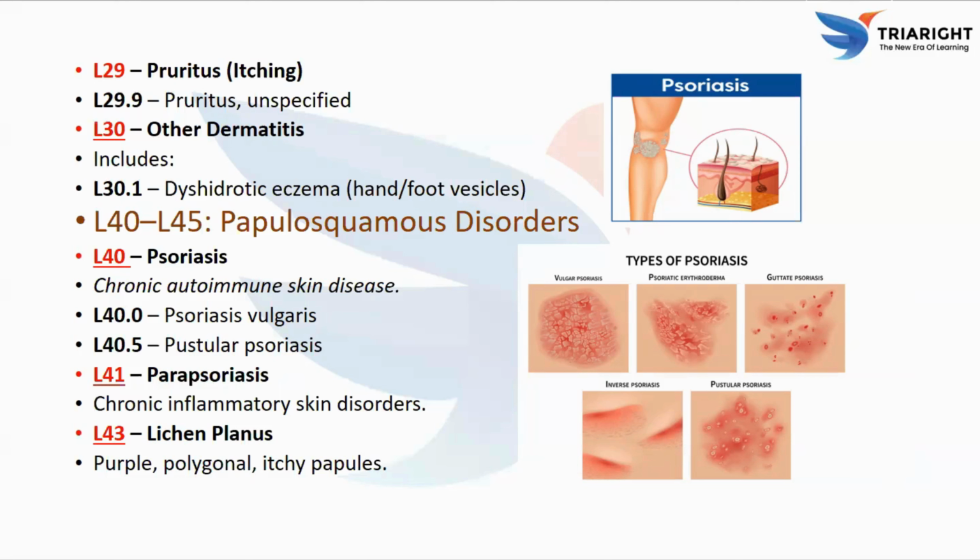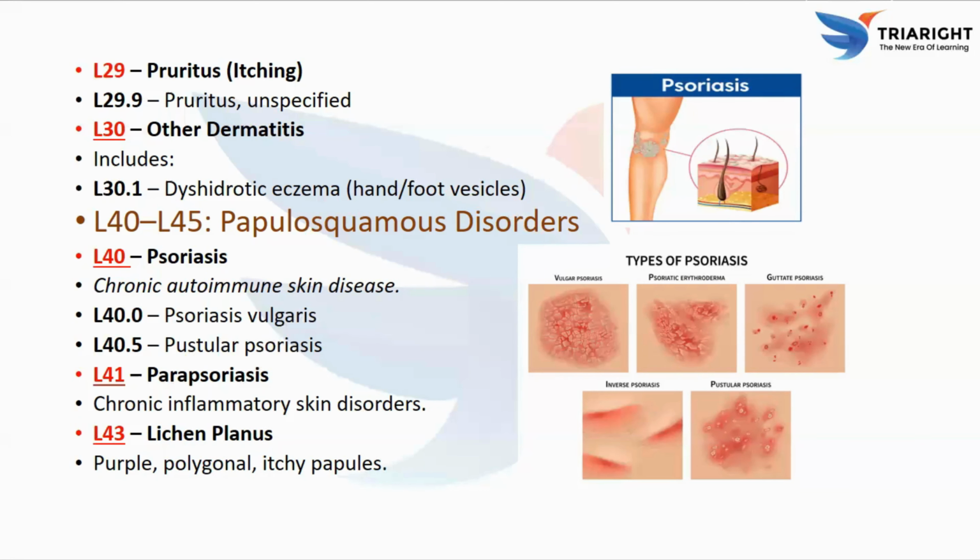So this is used whenever the exact location or exact cause of itching is not known. So what is an example? Generalized body itching without a clear diagnosis in the medical record. Then L30 is for other dermatitis. This category includes the types of dermatitis not covered in other sections.